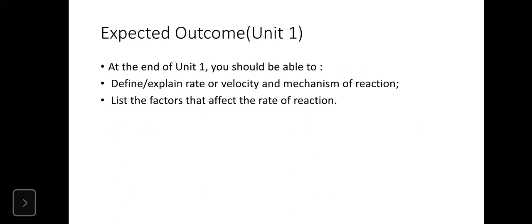At the end of unit 1, you should be able to define rate or explain rate or velocity, and also explain what you mean by mechanism of reaction. And you can list all the factors that affect the rate of reaction. This is what I want you to take away. This is what I can ask you most of the time. Questions I can ask you: What is rate? Explain it. Define it. List factors that affect the rate of a chemical reaction.